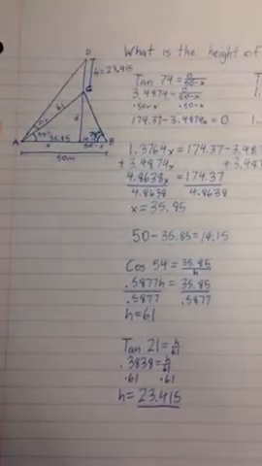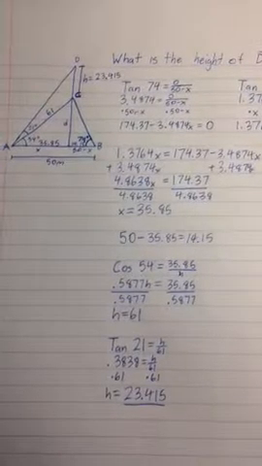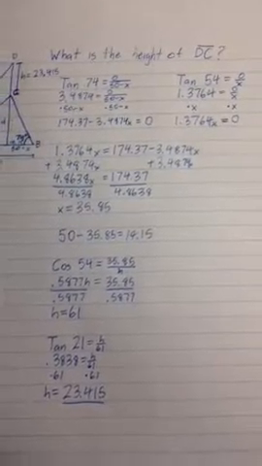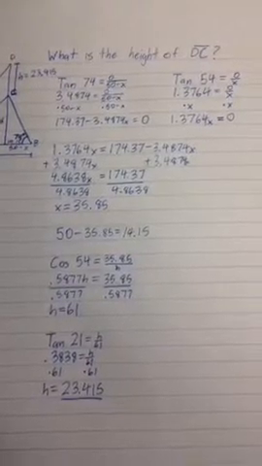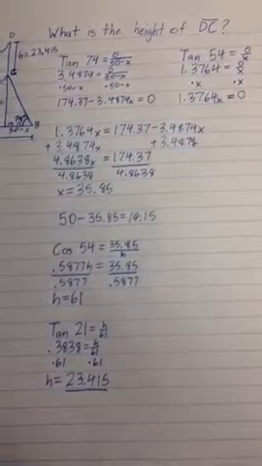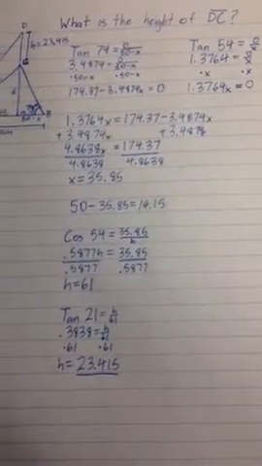Then, on this side, we're given the angle 54 degrees, so we'll set up the tangent of that, and we will find the equation 0 over x. Then we just multiply both sides by x, and we get 1.3764x is equal to 0.